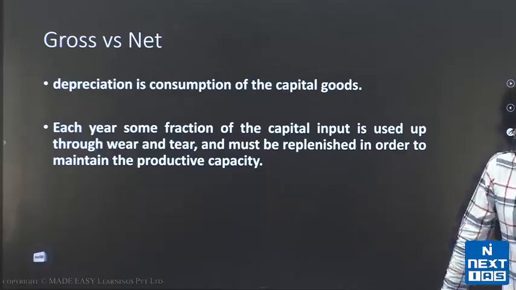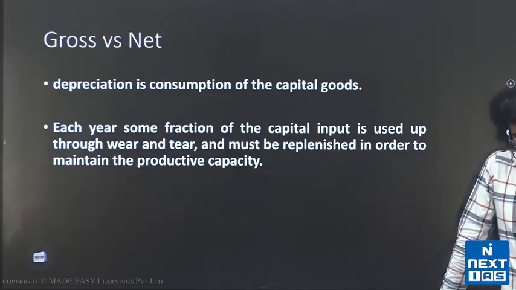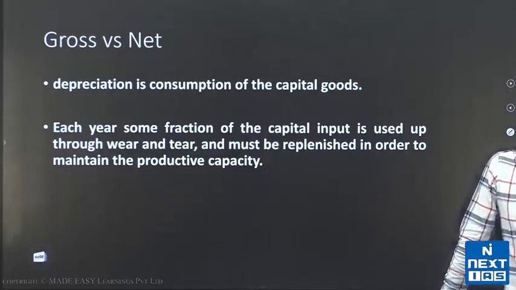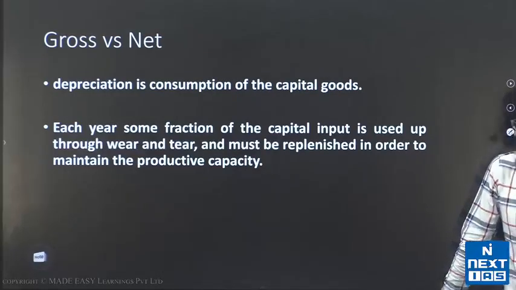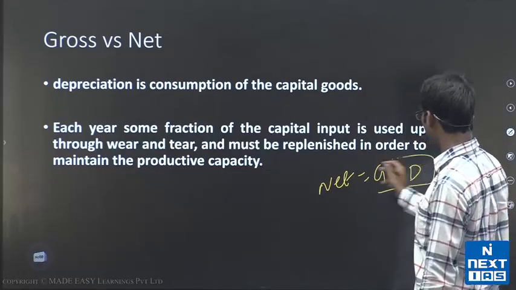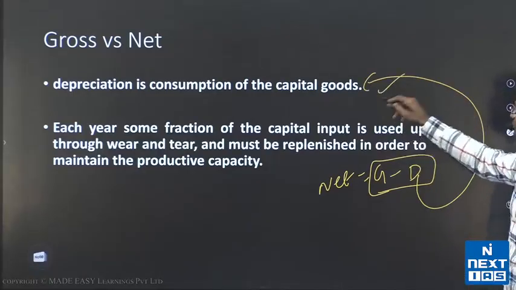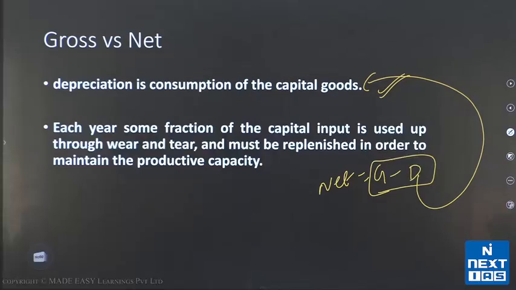Gross means total. Net is equal to gross minus depreciation. Now you may have a doubt: what is depreciation? Depreciation means consumption of capital goods.